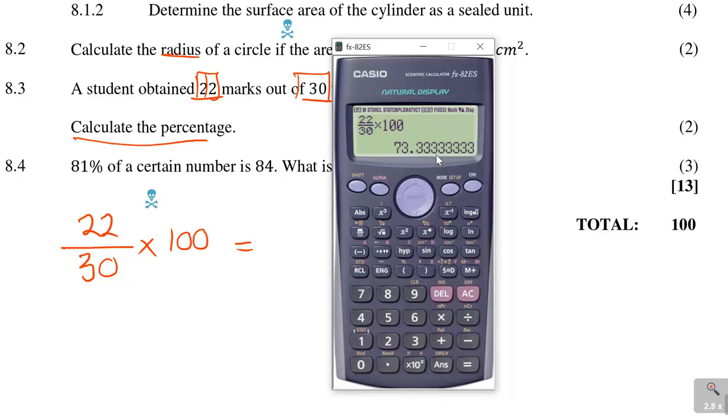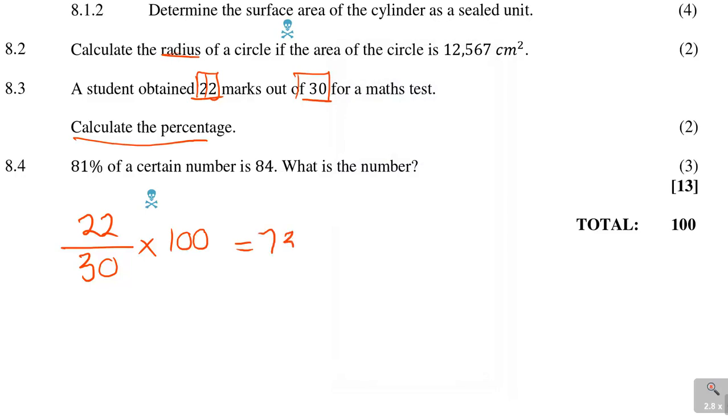Remember 3 decimal places. Shift, setup, 6 for fix, 3 decimal place. 73.333. Don't forget, the part you are dealing now is a percentage. Alright, then you get your 2 marks for that.